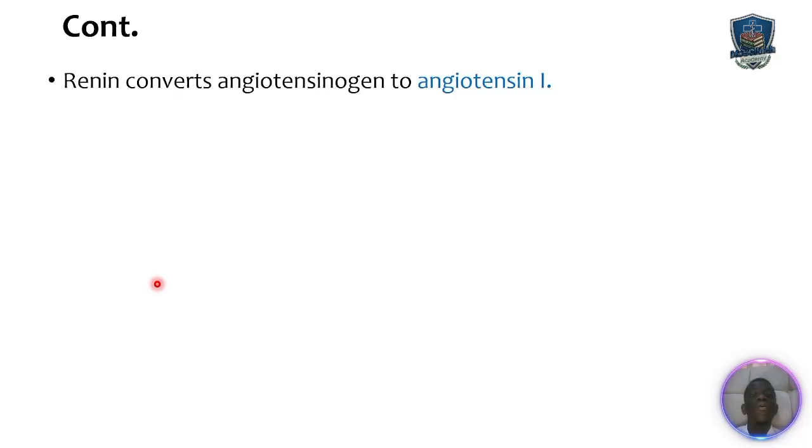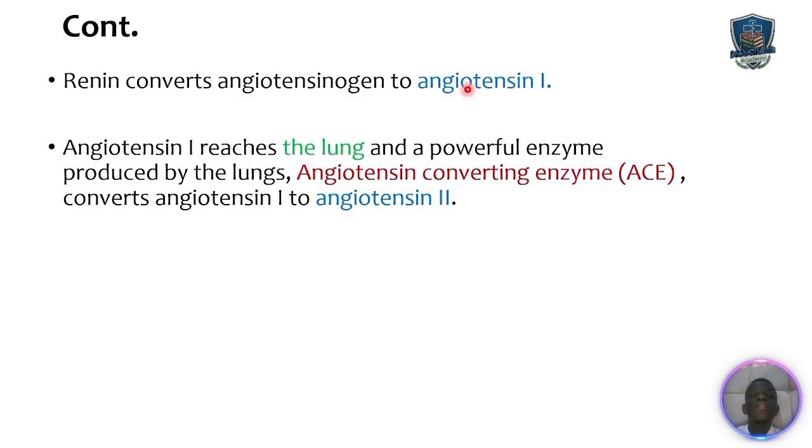What happens? Now, renin basically will convert the angiotensinogen that has been released by the liver to angiotensin 1. Now, we have got our angiotensin 1. The next step is that once angiotensin 1 reaches the lung, there's a powerful enzyme that the lung produces, called the angiotensin converting enzyme, or the ACE. So, the angiotensin converting enzyme will now convert the angiotensin 1 to angiotensin 2.